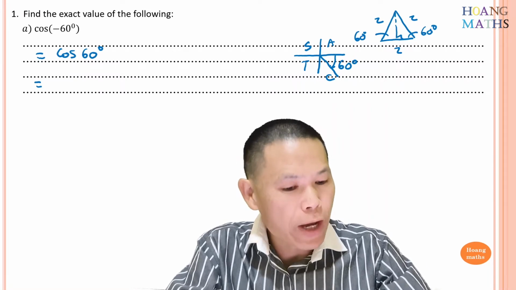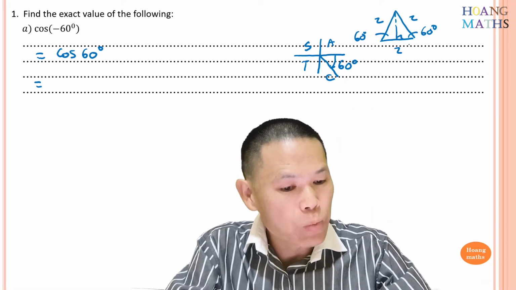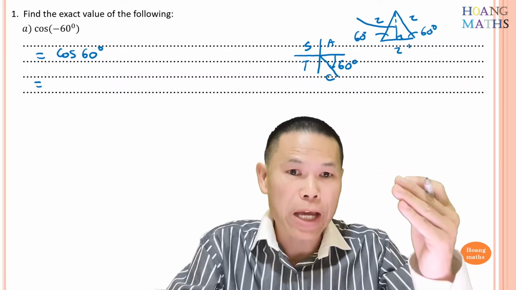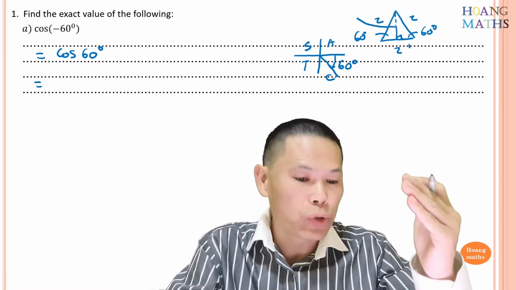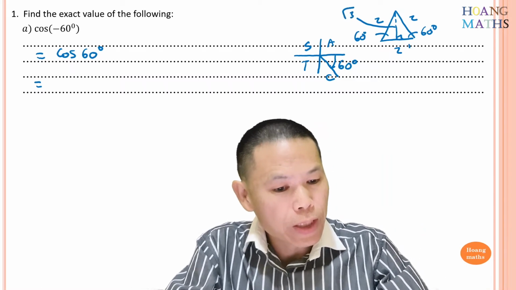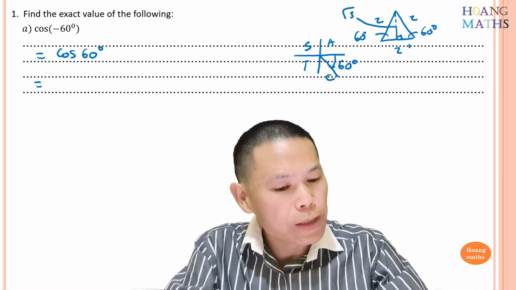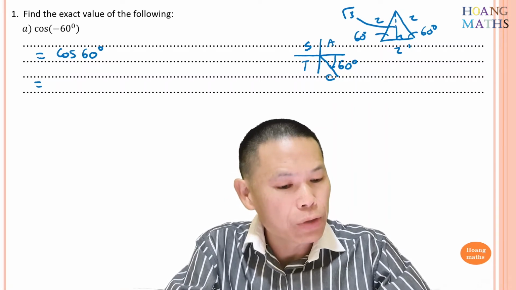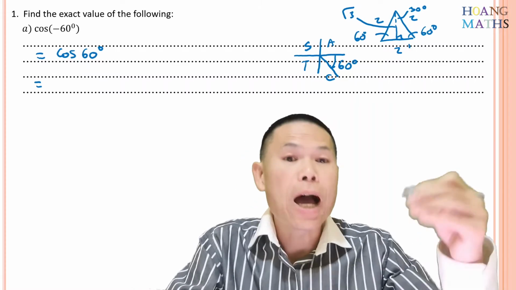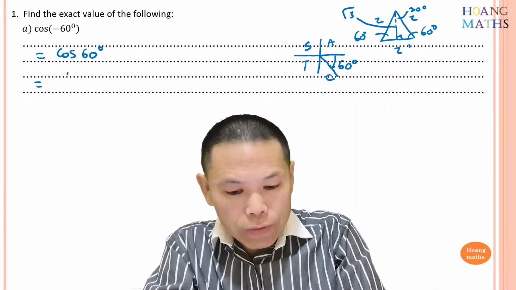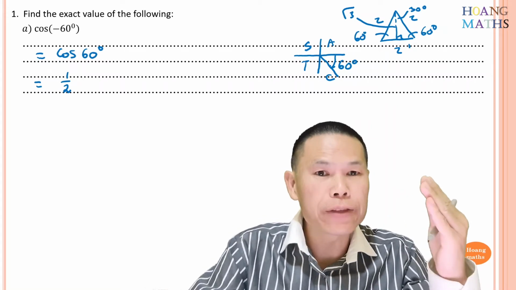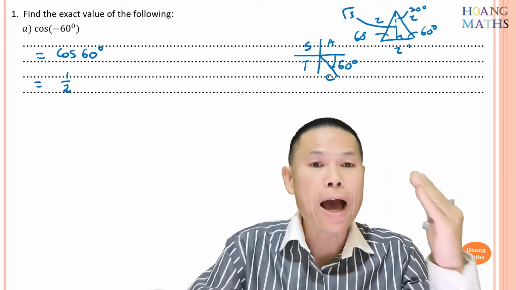So this is a right angle here, and this side is 1. To work out the other side, we use Pythagoras' theorem: 2 squared minus 1 squared, which is 3, so root 3. Therefore, cos of 60 is adjacent over hypotenuse. And don't forget, this is 30 degrees. Adjacent is 1, hypotenuse is 2, so 1 over 2. So cos of negative 60 is equal to a half.